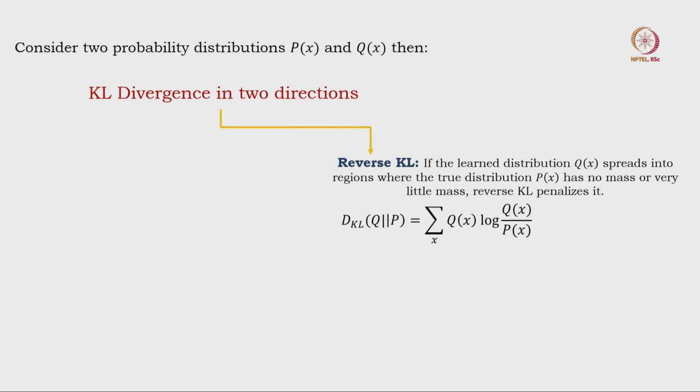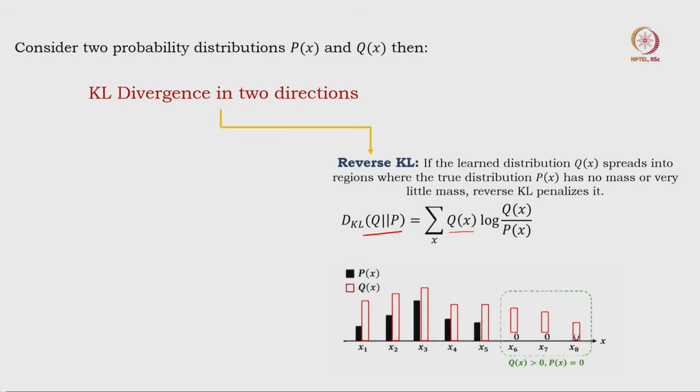Now what is a reverse KL? Reverse KL is denoted in this way. It is Q P, and what is the formula? It is Q of x log Q of x divided by P of x. This is the formula for reverse KL. Now what does reverse KL say, and this is for discrete. Why discrete? Because this is the discrete graph.